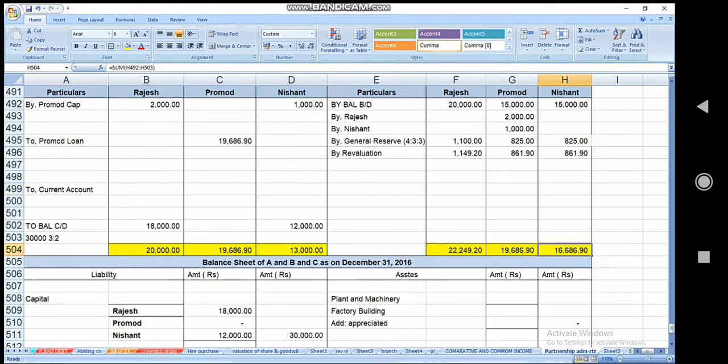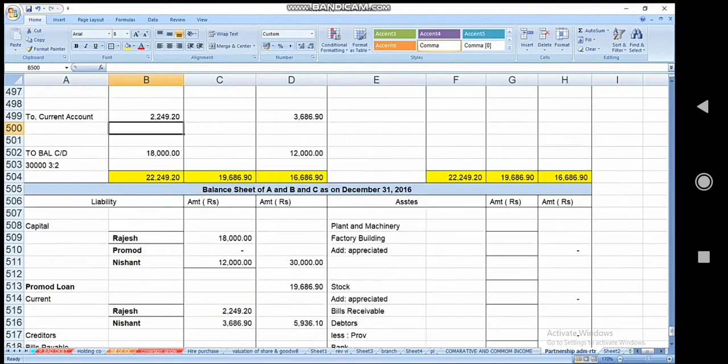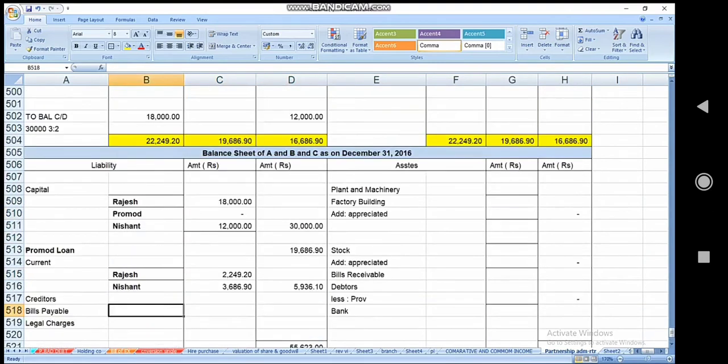But the capital account does not match, so there is a balancing figure. The balancing figure will be passed through the current account. So this is the balancing figure. In the current account, see, the capital account is matched, and in the current account balance, here you have to put the difference, the balancing figure.